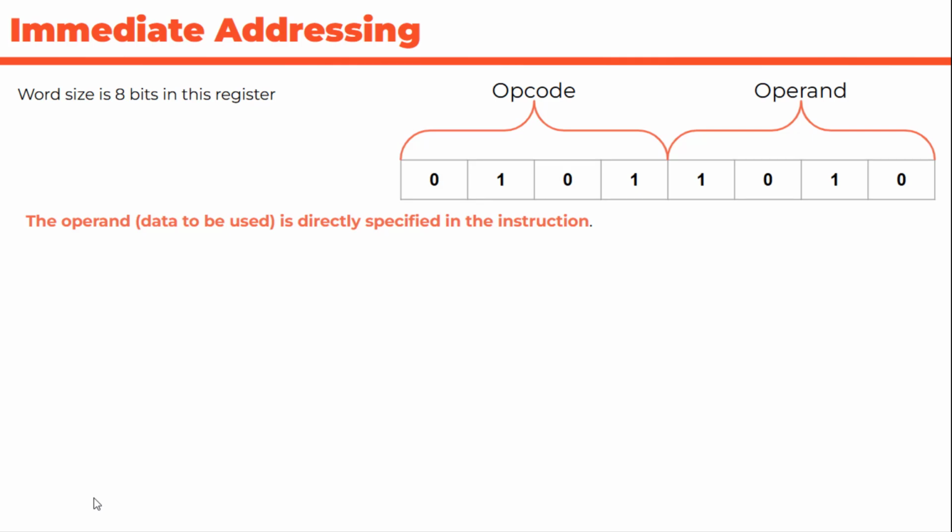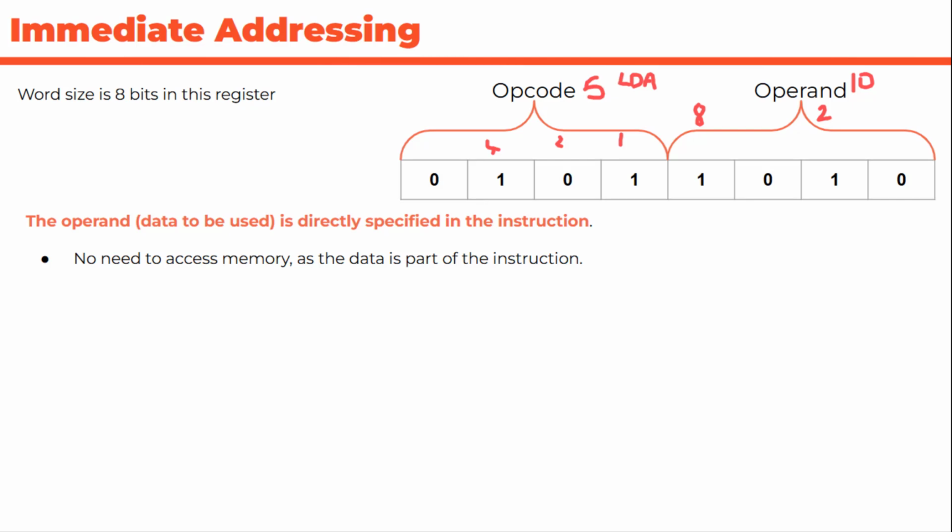Okay, so the first thing to know in immediate addressing is that the operand, or the data to be used, is directly specified in the instruction itself. If we know basic binary, we can say that the opcode here is 5, which is an LDA command, some kind of load, and we've got an 8 there, and we've got a 2 there. So that's 10. So we're going to load 10 in the immediate addressing here.